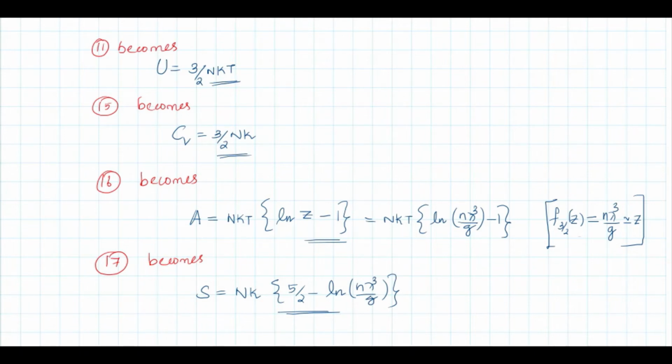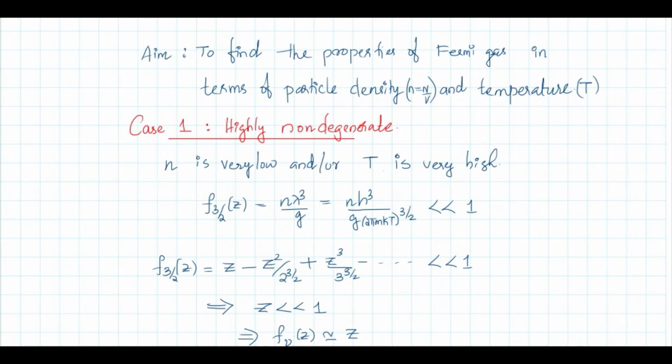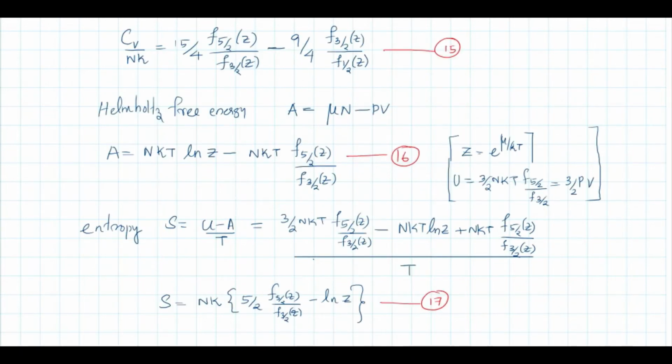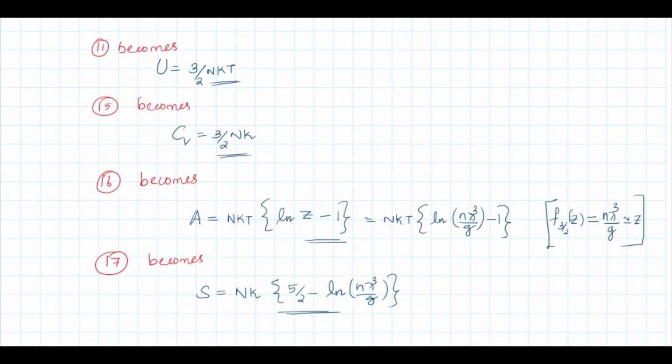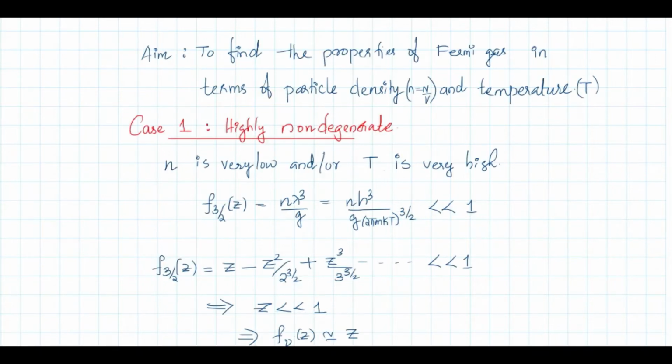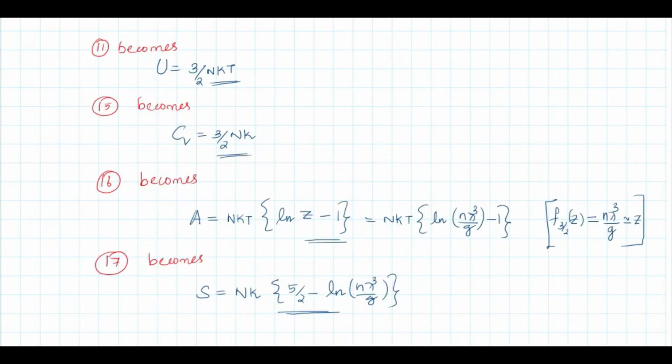Obtain the quantities, properties of Fermi gas in terms of temperature and number density. Now all the equations contain only temperature or number of particles. Okay, but in these equations Cv by Nk, A, S and U, this contains Z. Now in this particular special case we obtained these values in terms of the variables temperature and number density. But this is a special case and it is known as the highly non-degenerate case, and this happens when T tends to infinity, temperature tends to infinity.